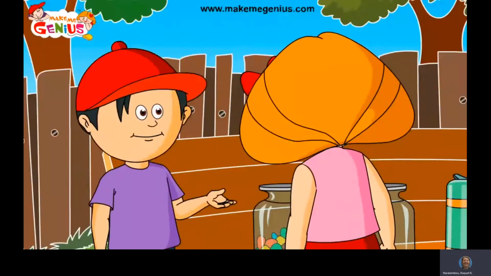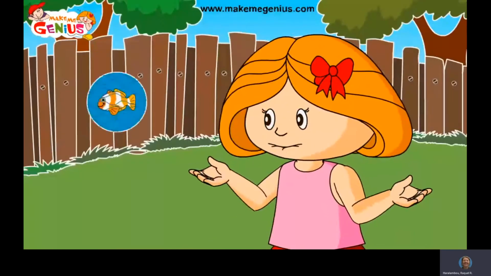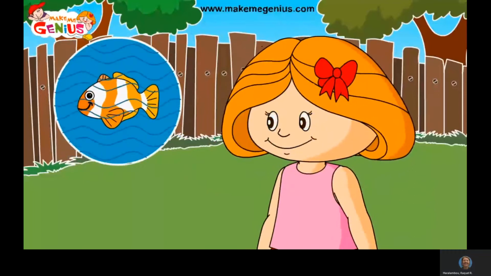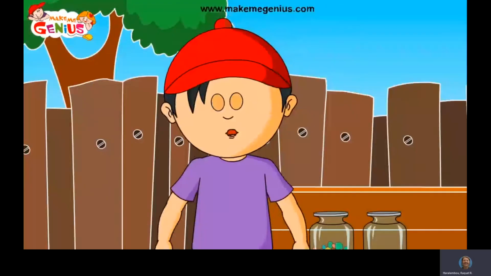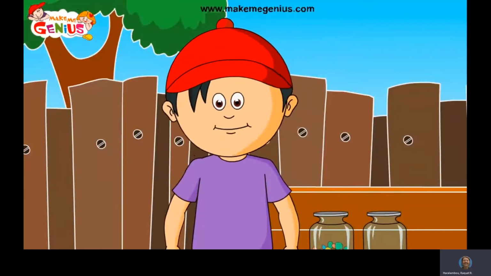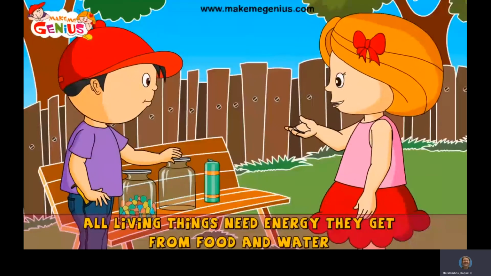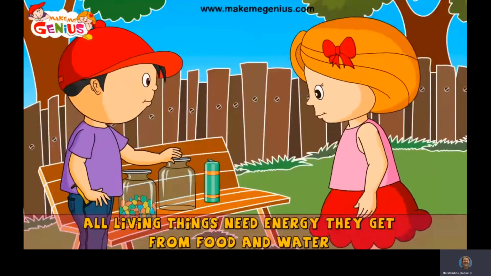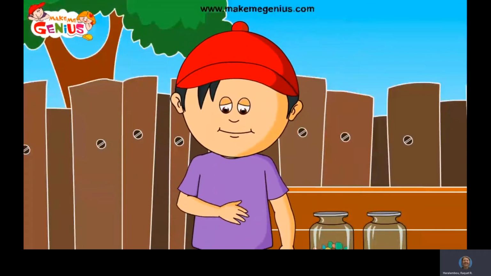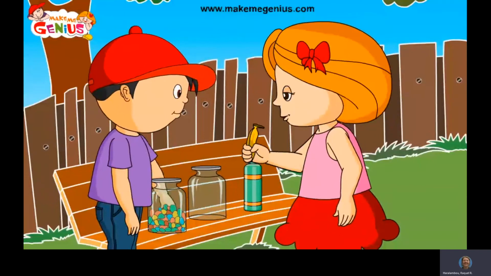What about fish? Are they living things too? Good question. Fish breathe the air which is dissolved in water. Oh, that's cool. So all living things need air. I get that. What else? All living things need energy from food and water. That reminds me. I am hungry. Thank you. You see, food gives us energy.